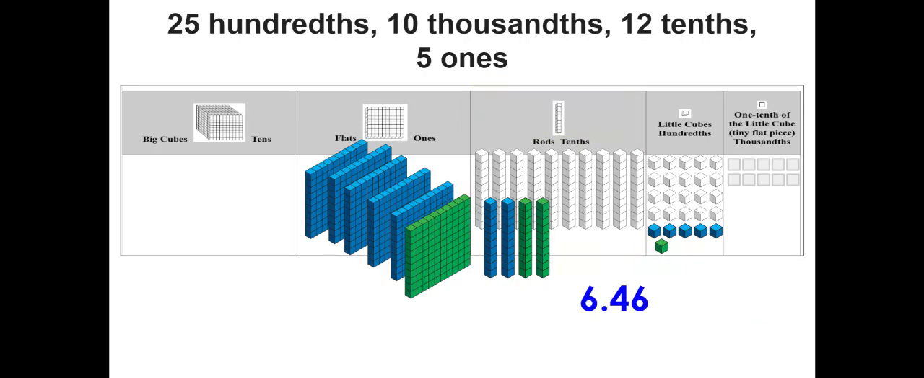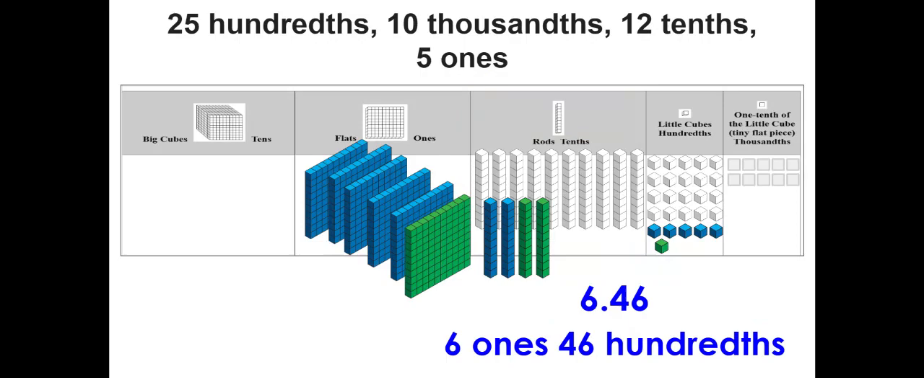So we can see that even though that was a very strange unit form that they gave us, 25 hundredths, 10 thousandths, 12 tenths, and 5 ones, when we did our regrouping and our understanding of the numbers and values, that number in standard form or base 10 numeral is 6 and 46 hundredths, or 6 ones, 4 tenths, and 6 hundredths. Okay, and we can write that out like that in unit form. Looks very different, but still represents the same amount, the same value in total that we had.